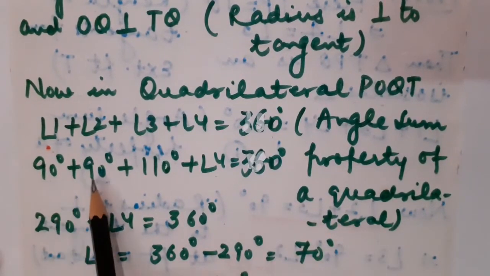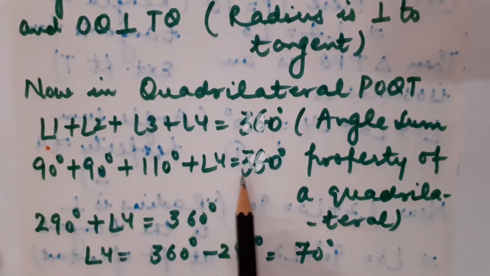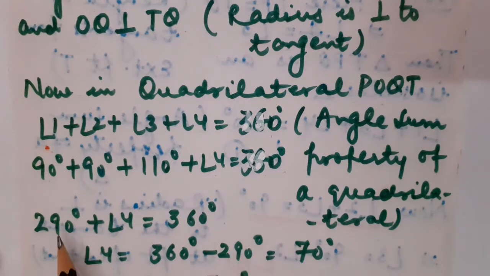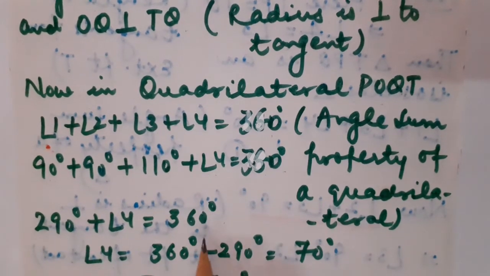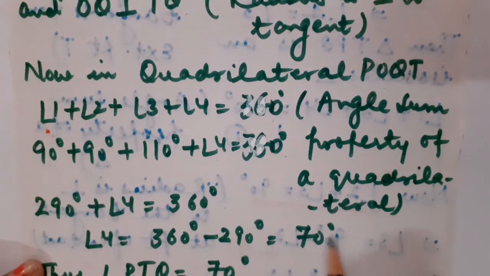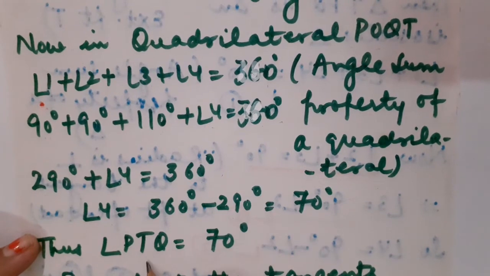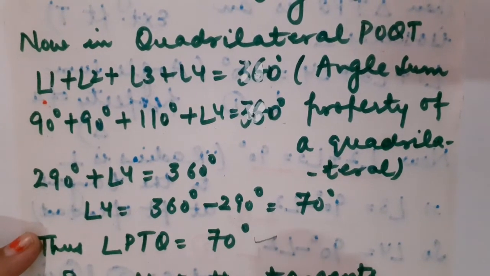That is 90 degree plus 90 degree plus 110 degree plus angle 4 is equal to 360 degree. So 290 degree plus angle 4 is equal to 360 degree. So angle 4 is equal to 70 degree. And what was angle 4 considered? That was angle PTQ is equal to 70 degree.